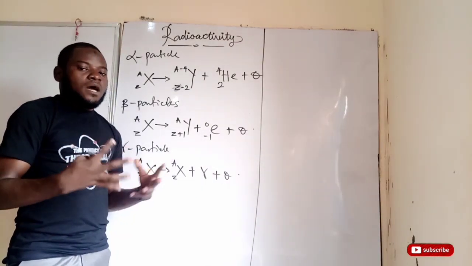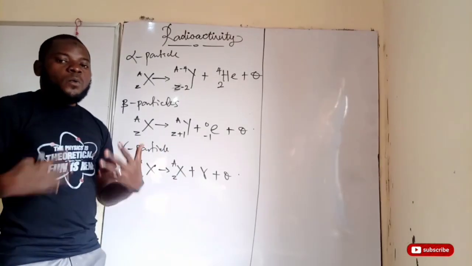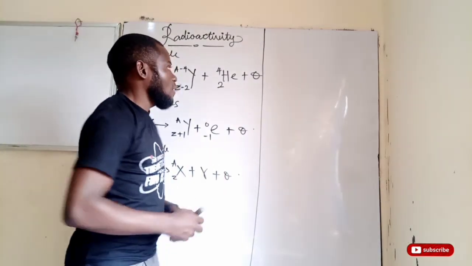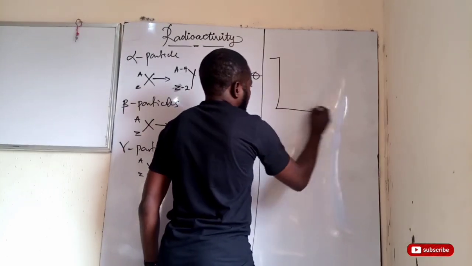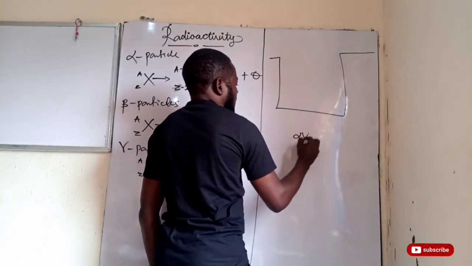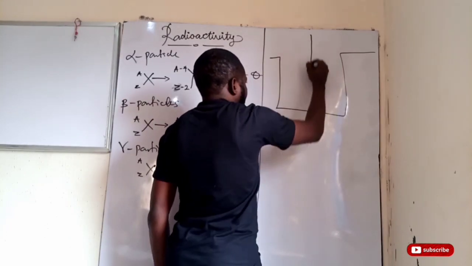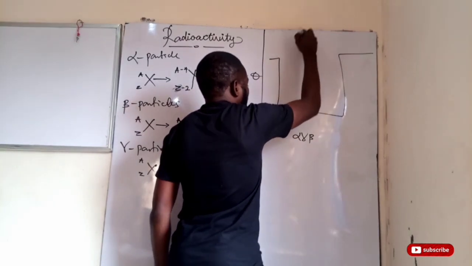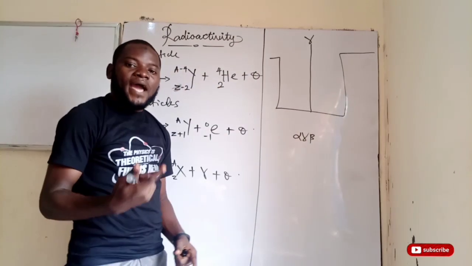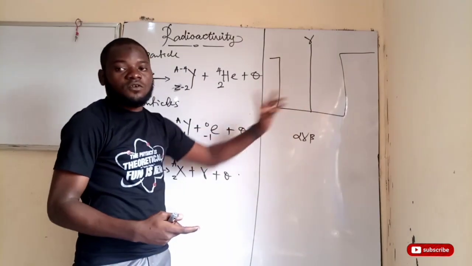Is that taken now? Now, let us look at what happens to these 3 particles in a field. When I talk about a field, it is either an electric field or a magnetic field. Now, let's take for instance that this is a field like this, and I have the 3 particles, alpha, gamma, and beta, placed on this field. What happens is that there won't be any deflection for gamma. That is, gamma will not deflect. Why? Because it's electrically neutral. That is the reason why it's not going to deflect.